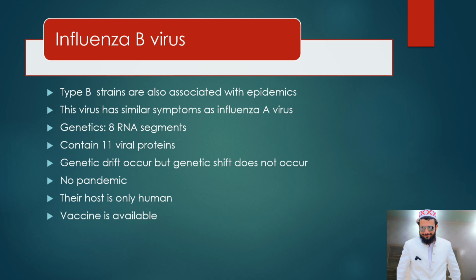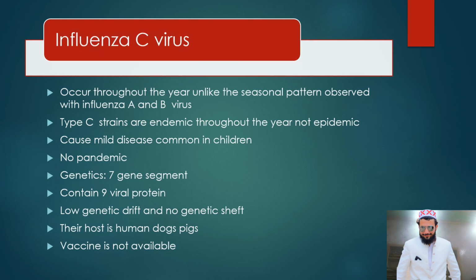Influenza B virus. Type B strains are also associated with epidemics. This virus has similar symptoms to influenza A virus. It contains 8 RNA segments and 11 viral proteins. Genetic drift occurs but genetic shift does not occur. No pandemic. Their host is only humans. A vaccine is available for influenza B virus.